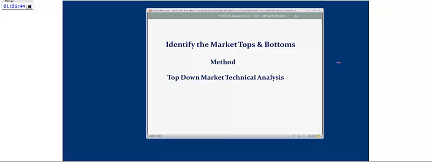Now, the other thing, though, I think it's very important, and I wanted to go over this with everybody here today, because this market we're in right now is a pretty crazy, kind of weird market, in my opinion. So I want to also go over how to identify market tops and bottoms, and a method that I use called top-down market technical analysis.